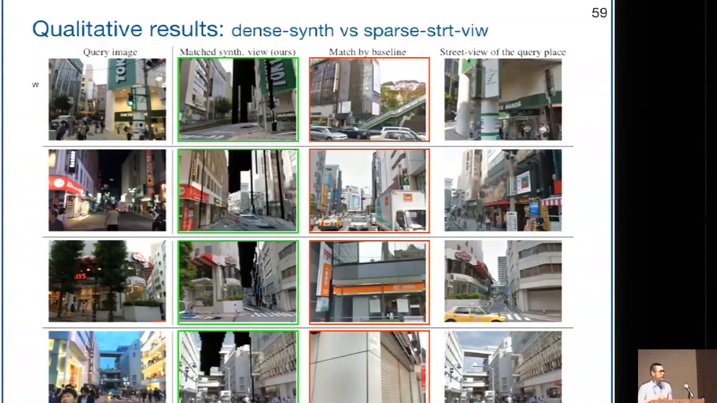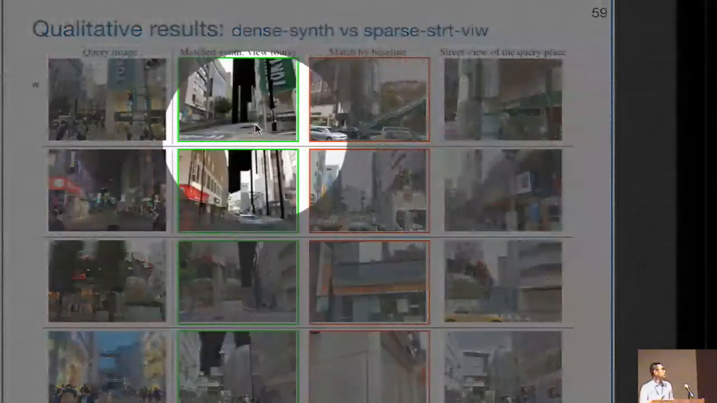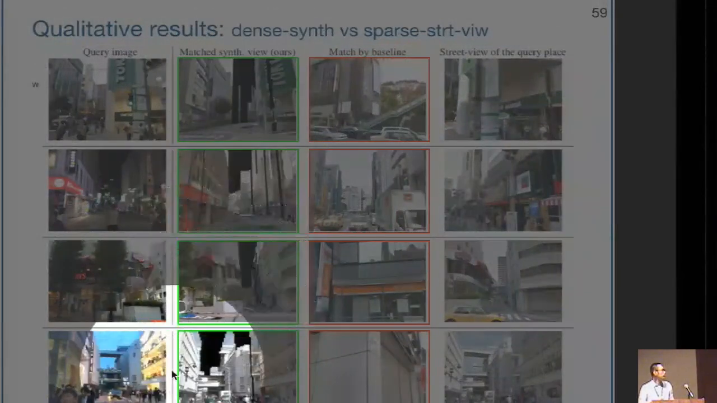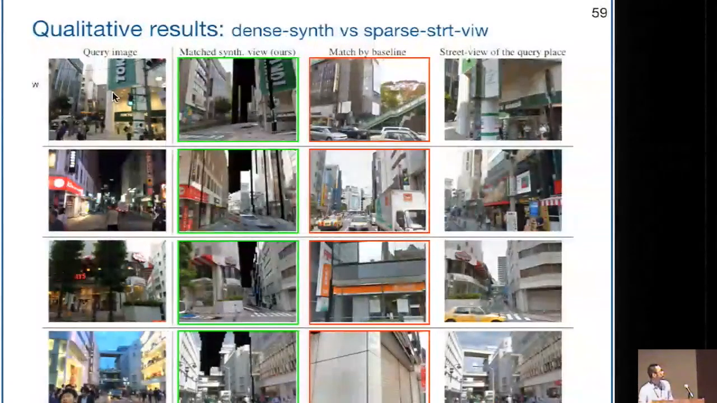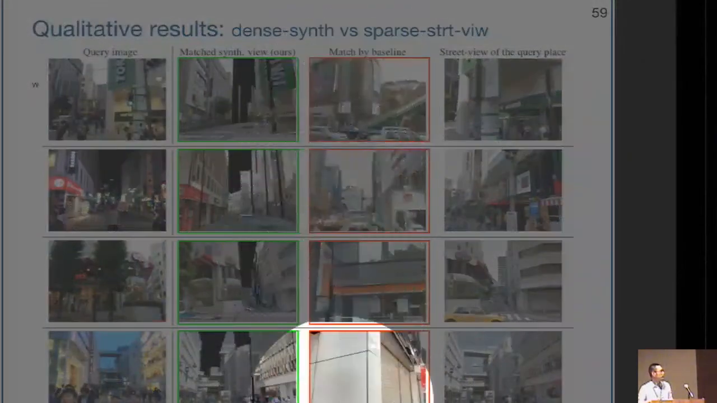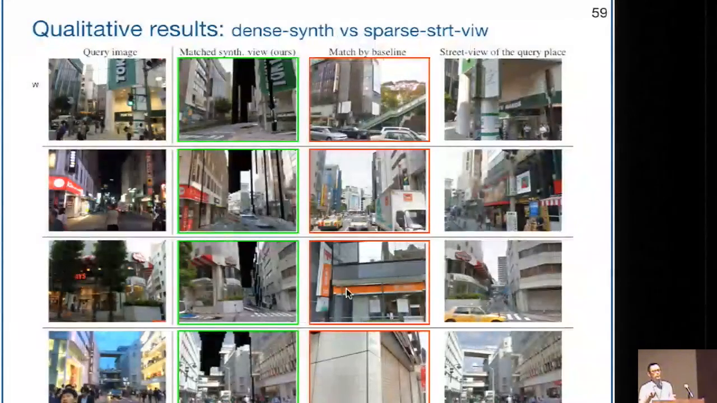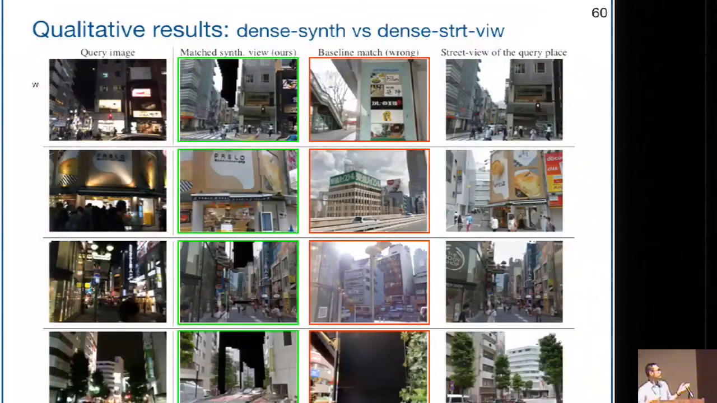So this is the result. The left column is the query images, and the second one is the one retrieved from the synthesized images. As you can see, there are fewer viewpoint changes between them, and we can match quite well. But if we use only the original images, those images are matched, which is wrong. And these are other examples. As you see, the quality is not that bad, but if we encode with VLAD and dense SIFT, it works quite well.